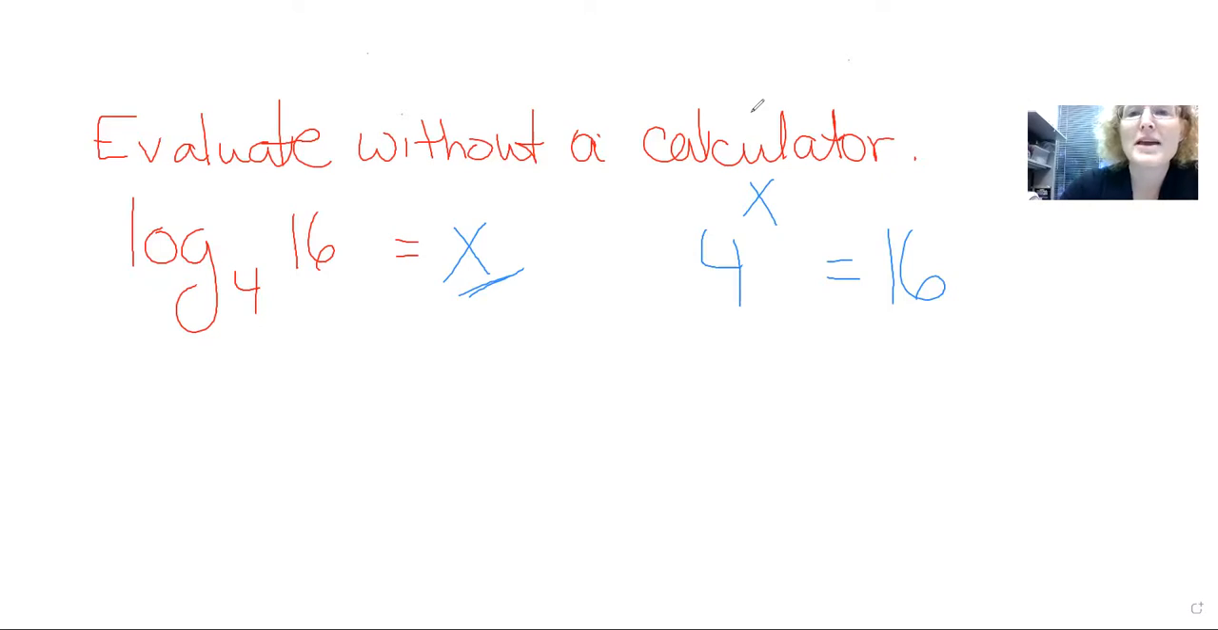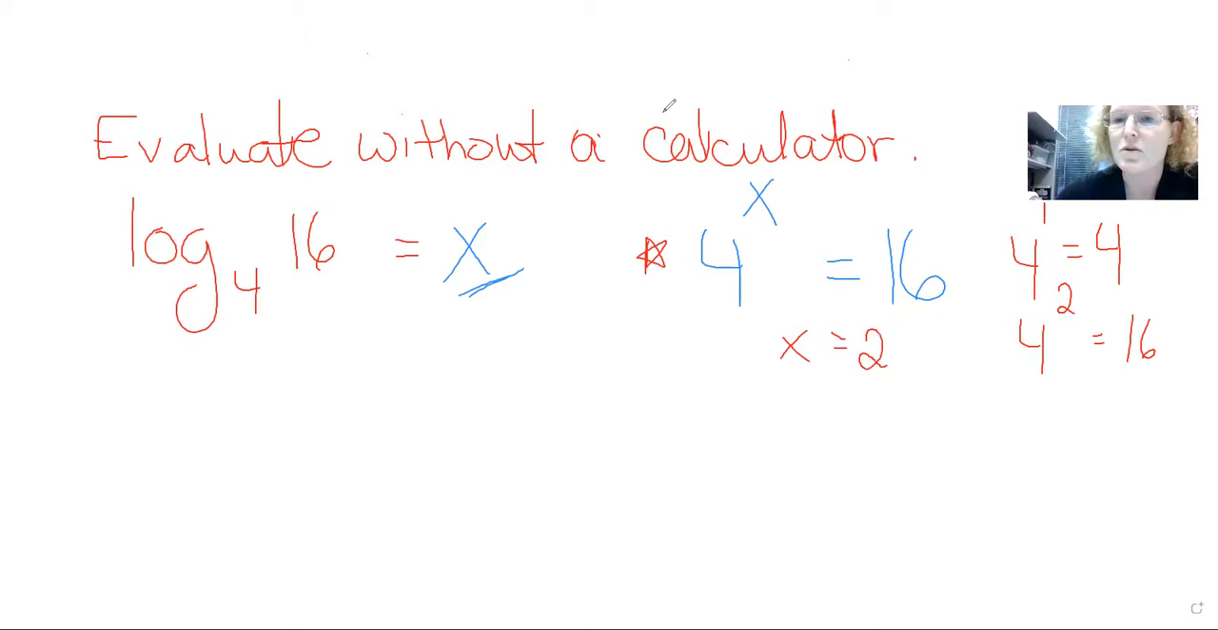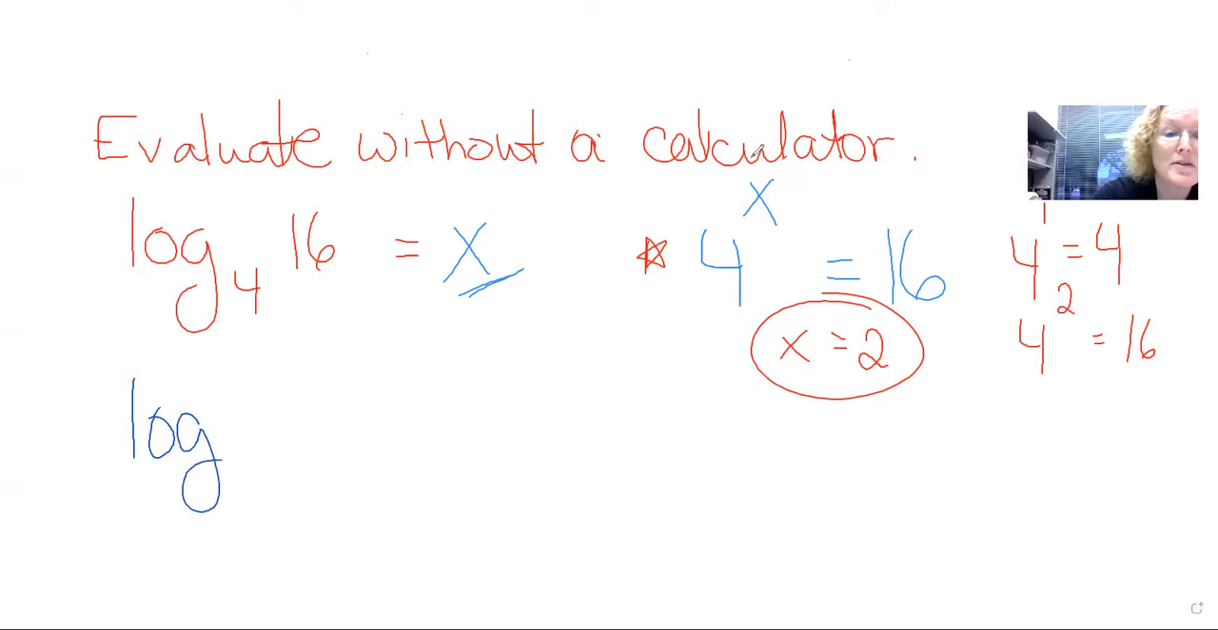Well, if you don't know your powers, just run through them over here. 4 to the first is 4. 4 to the second is 16. Well, here we go. Look, that's what we were wanting. So what is x? X is equal to 2. And so what that means is that you now know that the log base 4 of 16 is equal to 2. So let's try a different one, okay? How about the log, this is a little bit of a bigger number, base 5 of 125.